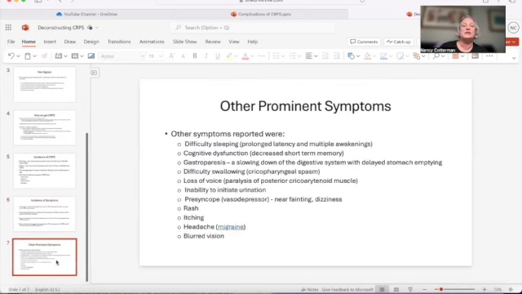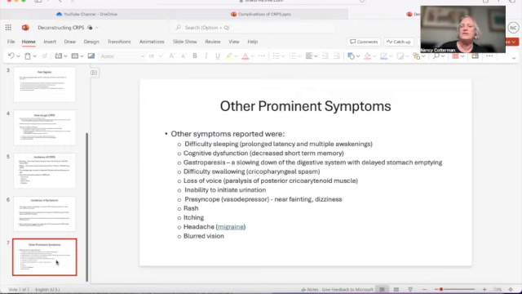Other prominent symptoms include difficulty sleeping, prolonged latency, and multiple awakenings through the night. Cognitive dysfunction, decrease in short-term memory. If you remember back to what is CRPS, we talked about some of the components that carry the CRPS pain are also components that carry short-term memory, and therefore they prevent short-term memories from forming.